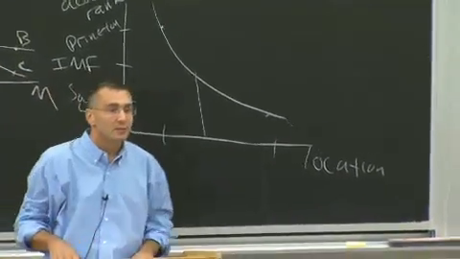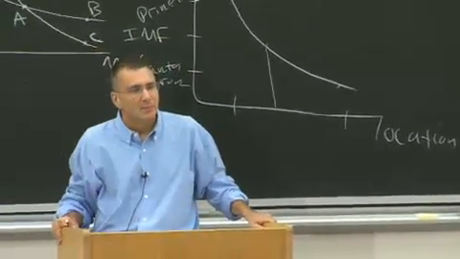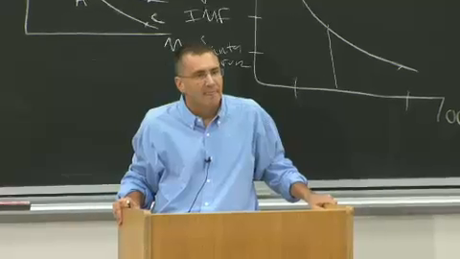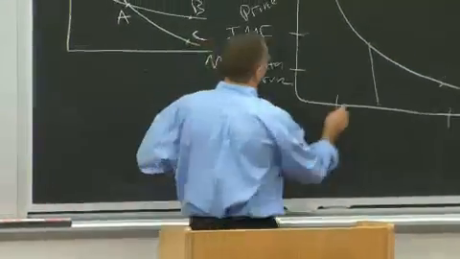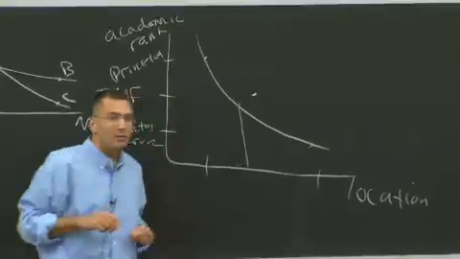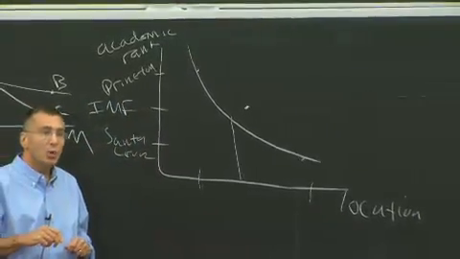Question in the back. I was wondering if the IMF point would actually not be on the curve, but further out. Great question. So imagine the IMF were here. What should he have done?